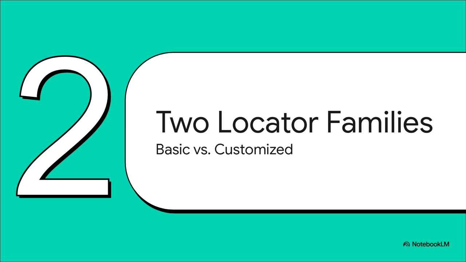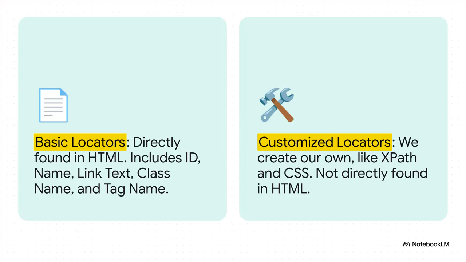Now, to make sense of all our options, it's really helpful to sort locators into 2 big families. Once you see it this way, the whole landscape becomes way easier to understand. So on one side, you've got your basic locators. Think of these as the off-the-shelf addresses you can just find sitting right there in the page's HTML, like an element's ID or its name. But on the other side, you have customized locators, like XPath and CSS selectors. These are what you use when you have to build your own custom directions because a simple address just isn't there. For today, we're going to stick with the essential basic locator toolkit.